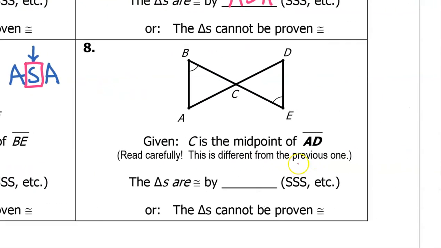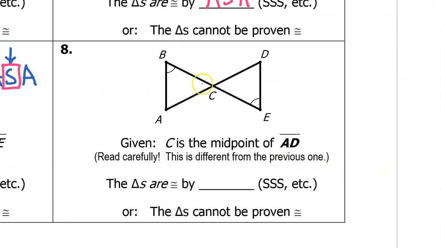So the triangles are congruent by angle, side, angle. Let's glance at problem number 8. Go ahead and mark the vertical angles congruent. What other information are we given? C is the midpoint of AD. Notice that this last part is significant. This time, C is the midpoint of AD, which is right here. That means that AC is congruent to CD.